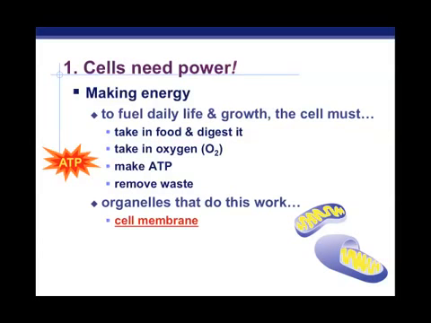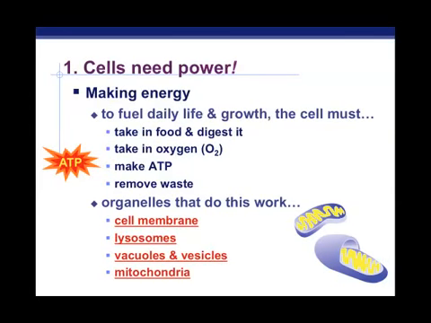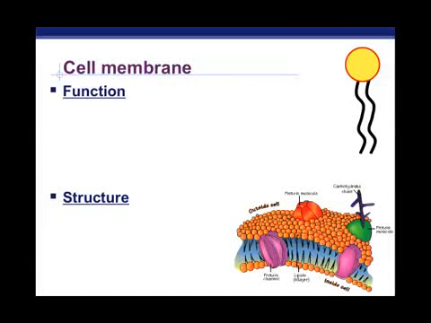And these are the four main organelles that are involved with making power: the cell membrane, the lysosomes, vacuoles and vesicles, and mitochondria. Now we're going to be looking at each of these, so don't get worried that you don't understand what they are right now. You will come back to these as you review this lecture.